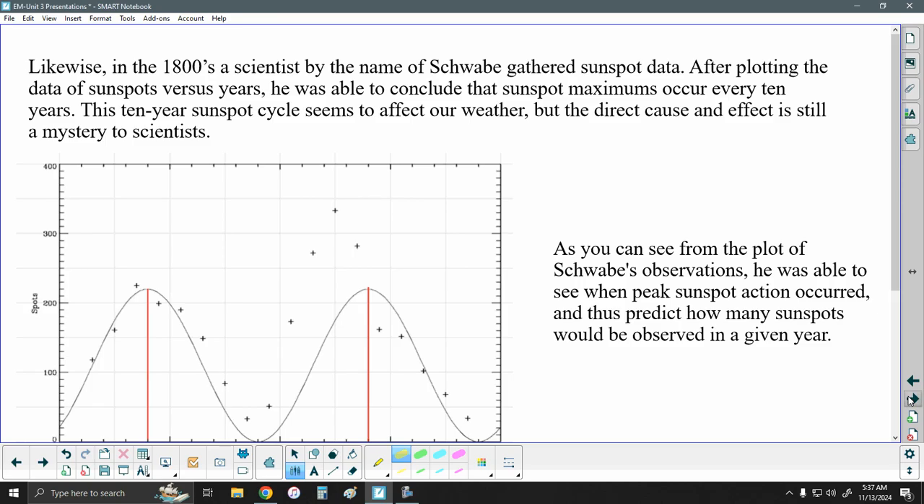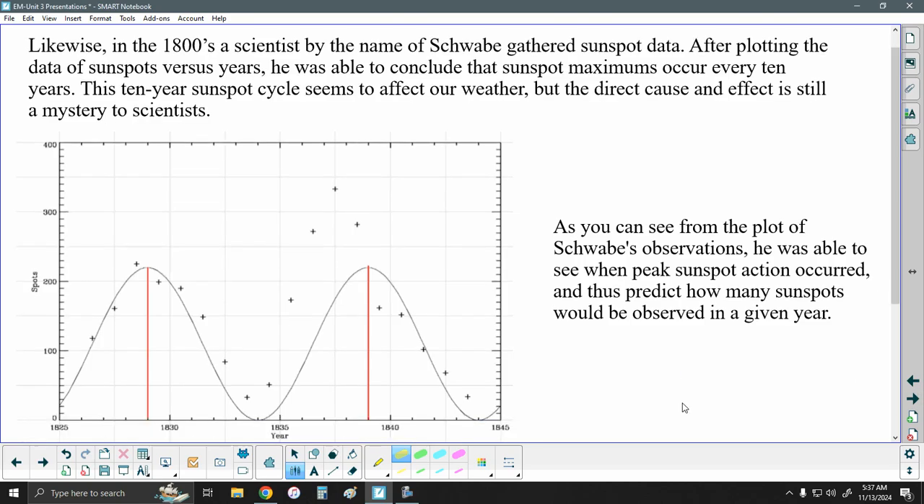Likewise, in the 1800s, a scientist by the name of Schwab gathered sunspot data. And so we can see his sunspot data down here. After plotting the data of sunspots versus years, he was able to conclude that sunspot maximums occur every 10 years. This 10-year sunspot cycle seems to affect our weather, but the direct cause is still a mystery.